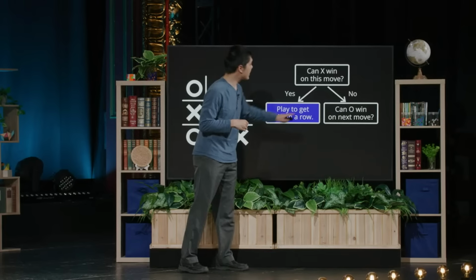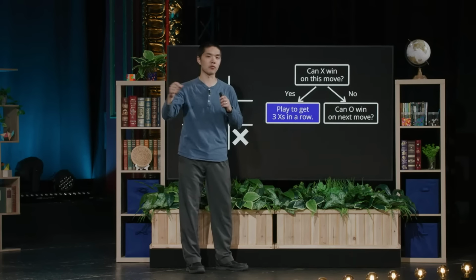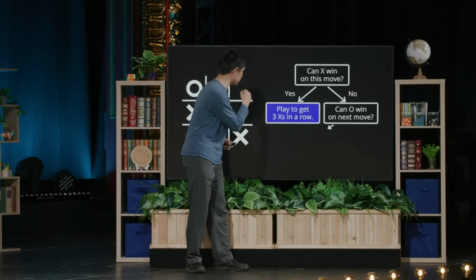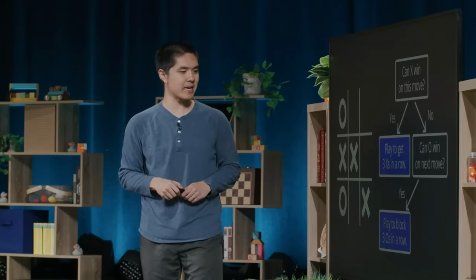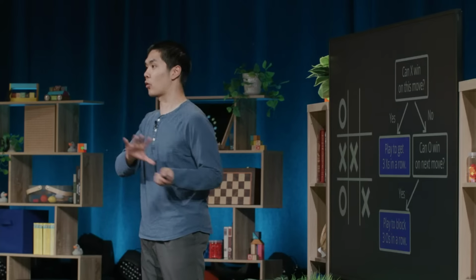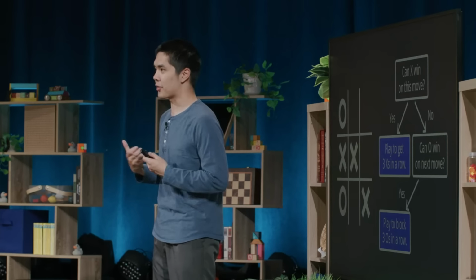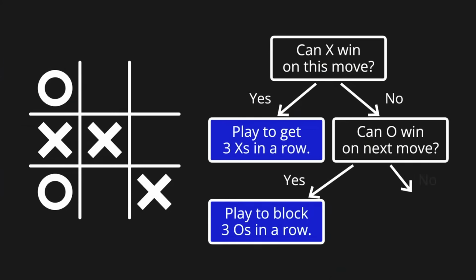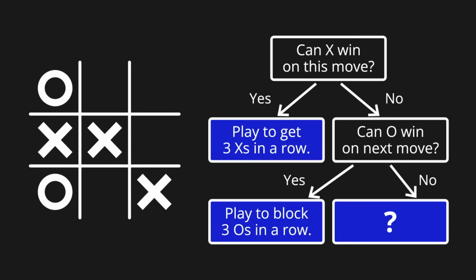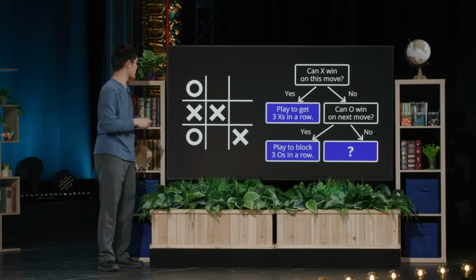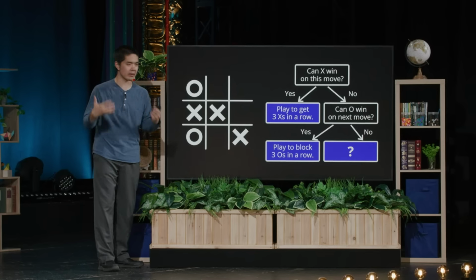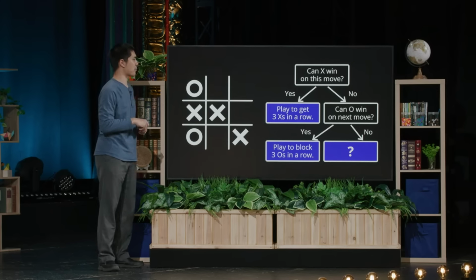I might ask the question, can O win on the next move when it's their turn? And again, if the answer to that question is yes, that gives us an action to take. In this case, the action we want to take is we want to play in the square that's going to block O from being able to get 3 in a row. If the answer to that was no, though, if we can't win on this move and we can't block our opponent, then the strategy is a little bit less clear. You might think about the strategy. You might be able to come up with some other questions that we might be able to ask, but it's not immediately obvious, at least from looking at examples like this.